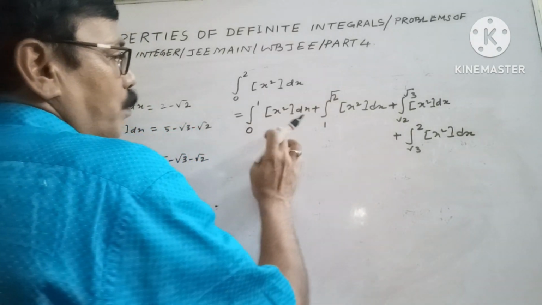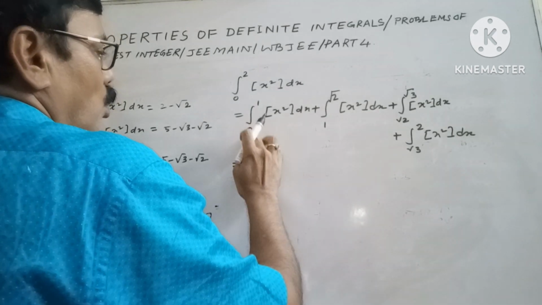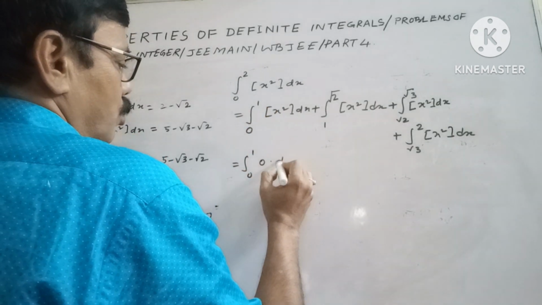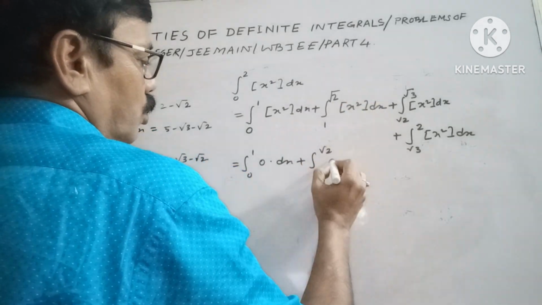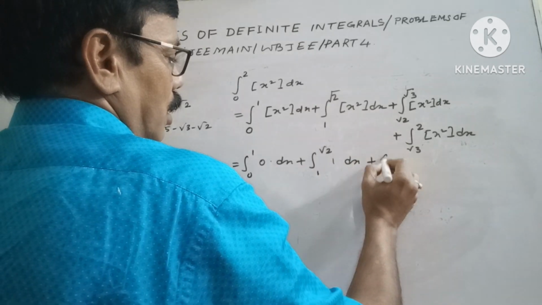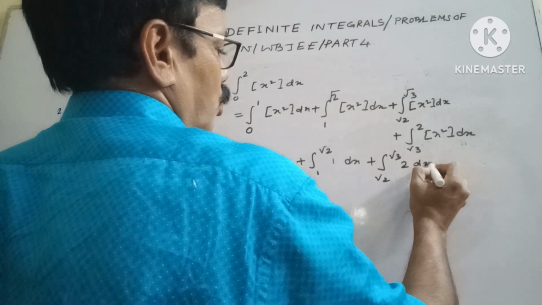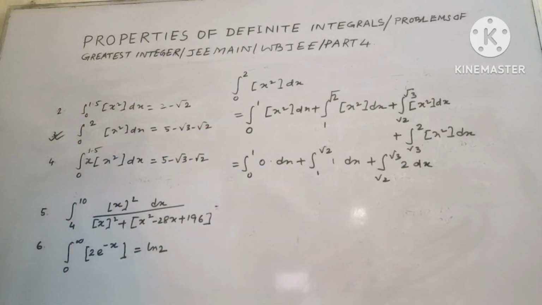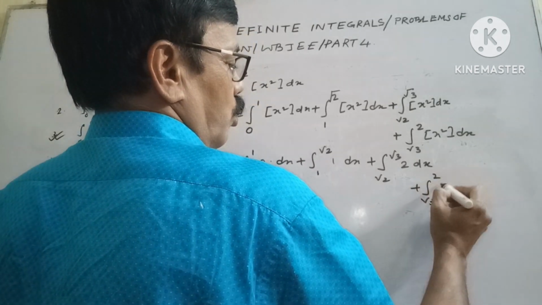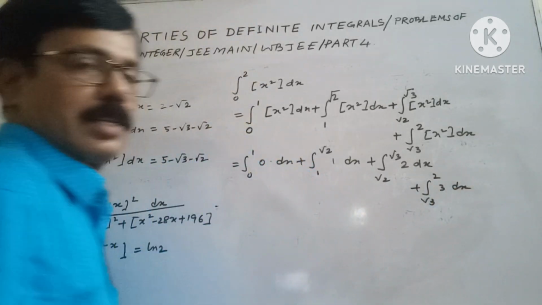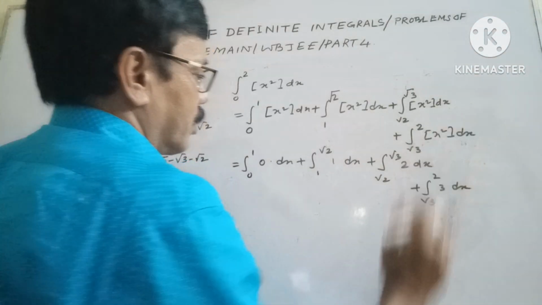Now, up to this is same. So, 0 to 1, lower limit, this is 0 into dx. 1 to root 2, so 1 to 2, this is 1 dx. Root 2 to root 3, this is 2 dx. Root 2 whole square. Then, this one is root 3 to 2, 3 dx. So, only this one is extra.